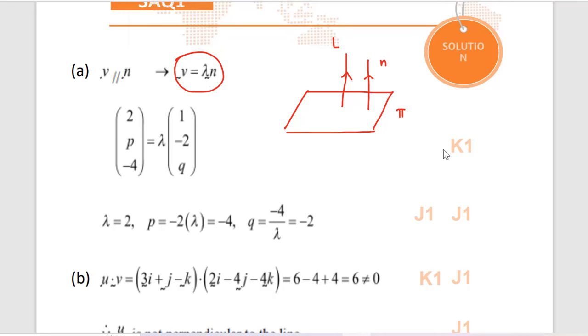From here we compare the X, Y and Z components. So we will get lambda equals 2, P equals -4, and Q equals -2. For the marks here, when you compare V equals lambda N and equate these two, you get K1. Then if you get any two correct from lambda, P or Q, you get J1. And if you get all three correct, you get another J1. So 3 marks here.